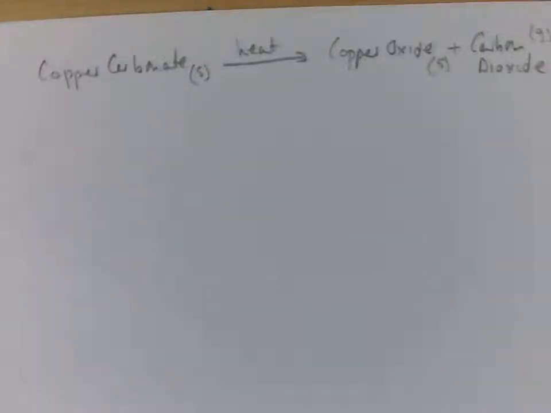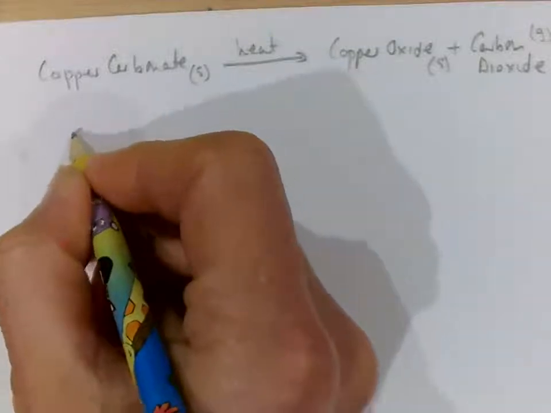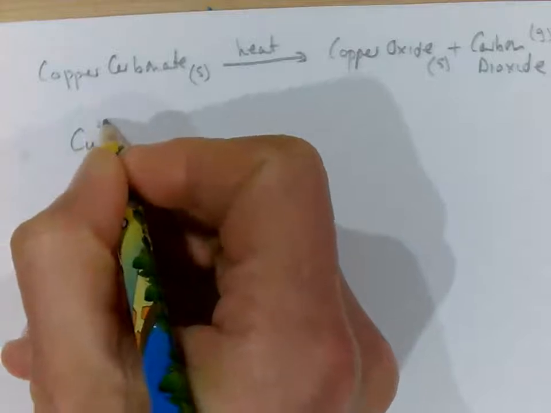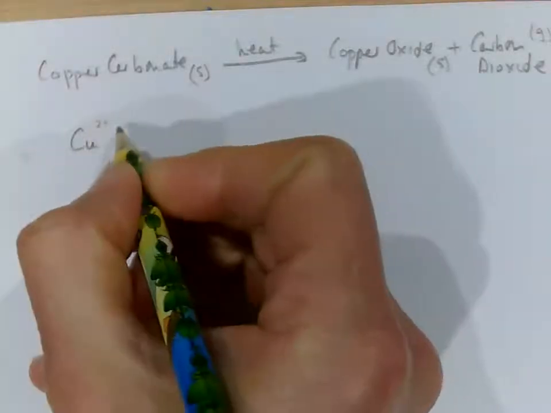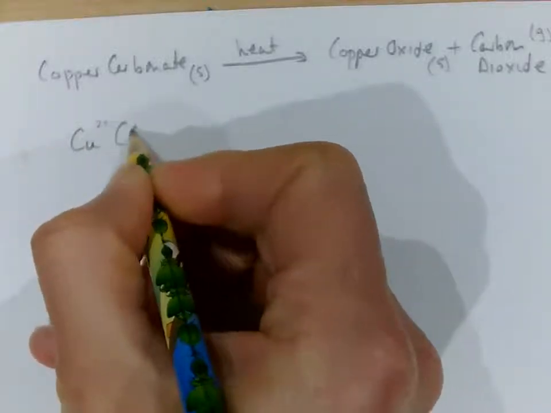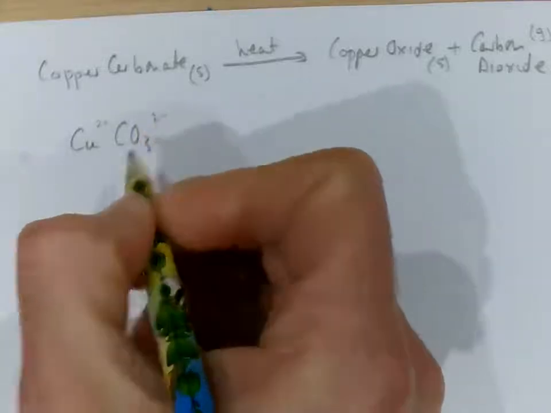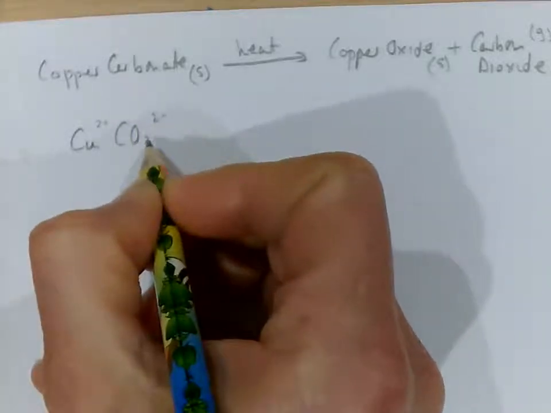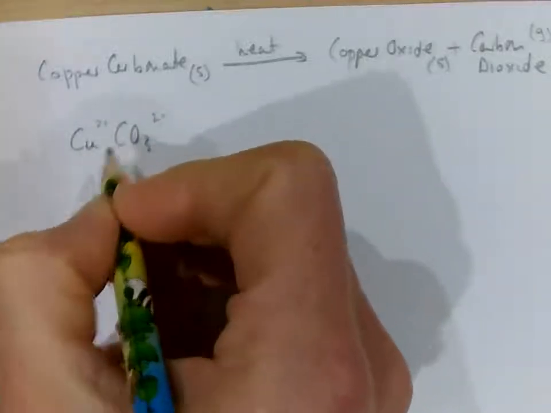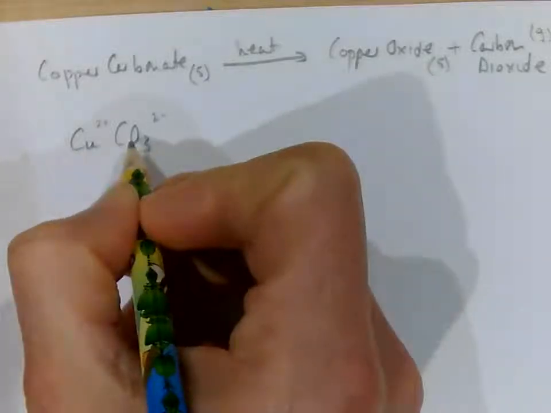So let's try and write a balanced equation now. The formula for copper carbonate: copper is Cu, and remember Cu has a 2+ charge. I'll just write them in for now; we don't have to write them in if you understand how this works. A carbonate ion is CO3, and that also has a 2- charge. So they're balanced, and we don't have to duplicate any of these in order to balance the charges. So the formula for copper carbonate is CuCO3.